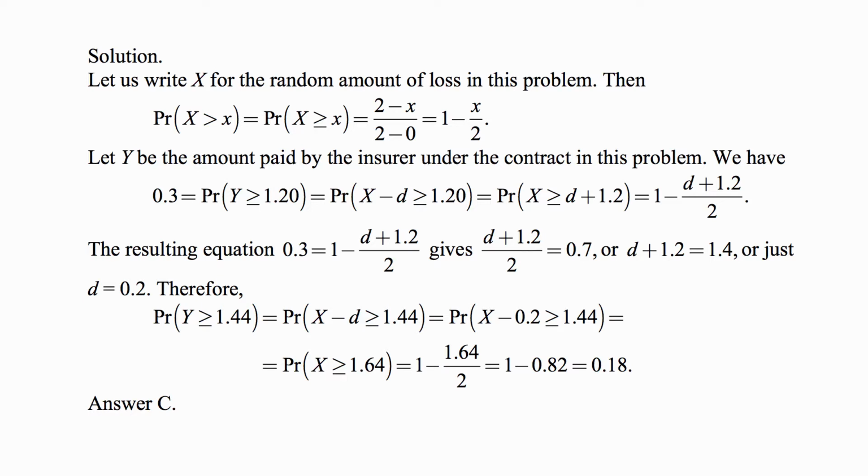Well, then the probability that y is greater than or equal to 1.44 is the probability that x minus d is greater than or equal to 1.44. And d is 0.2, so this is the probability that x minus 0.2 is greater than or equal to 1.44, which is the same as the probability that x is greater than or equal to 1.64, which is 1 minus 1.64 over 2, 1 minus 0.82, which is 0.18, and that's answer C.